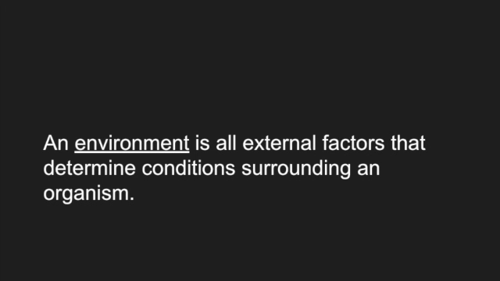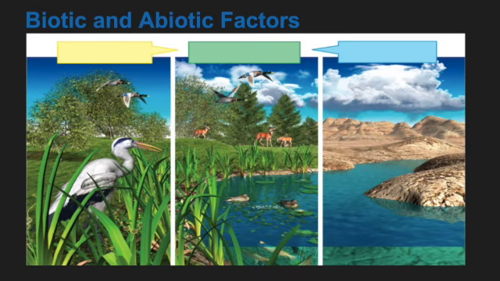Well, an environment is all external factors that determine conditions surrounding an organism. So in order to have an environment, it needs to be made up of biotic and abiotic factors. For example, let's take a look at this picture. This picture is an environment. It is made up of biotic and abiotic factors. We're going to get into the definitions of what biotic and abiotic mean.